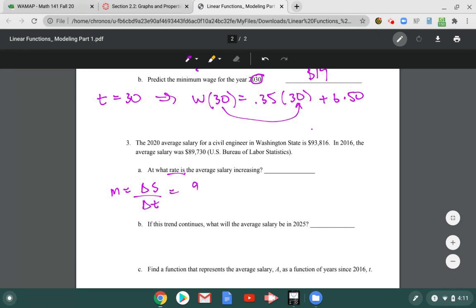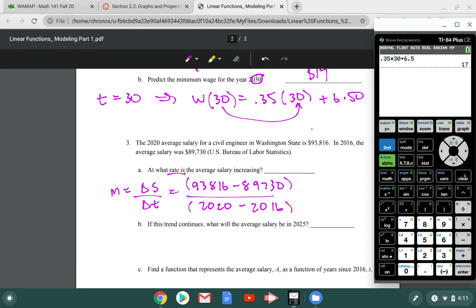Change in salary, so 93,816 minus 89,730 divided by the change in time. 2020 matches with the 93,816 minus 2016. Put some parentheses because I'm going to put this into the calculator just like this. I'm just finding the slope. So I'm going to do parentheses 93,816 minus 89,730 parentheses divided by parentheses 2020.